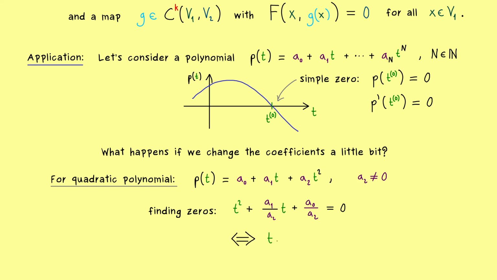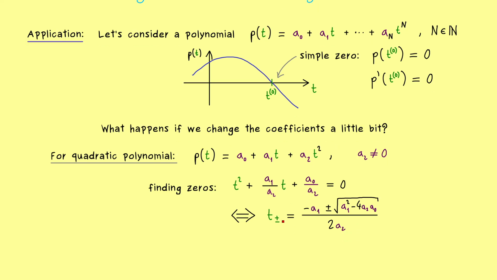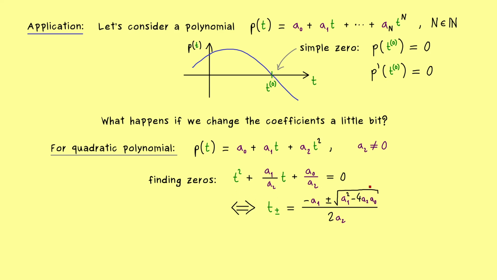Indeed, we find two solutions, and let's call them t plus and t minus. And there we have a whole fraction where 2a2 is in the denominator, and in the numerator we have minus a1 plus minus a square root. So in general, we would need complex numbers to see both solutions of this quadratic equation.